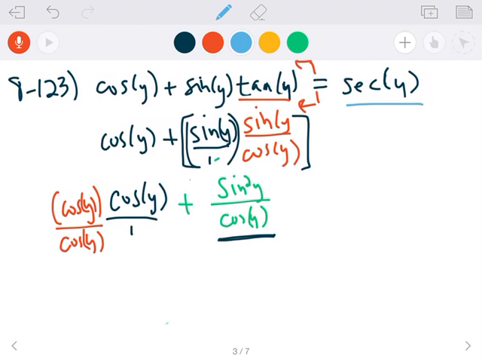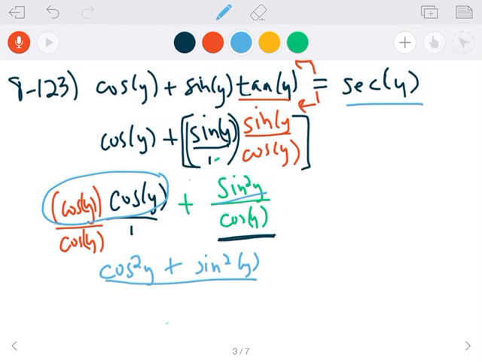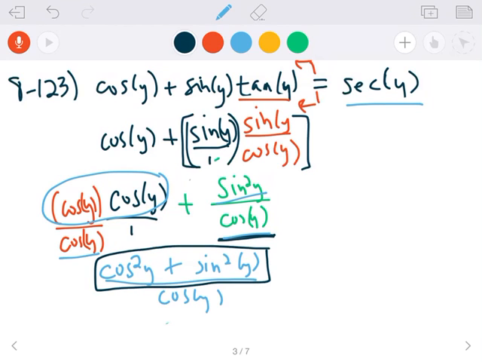Let's do it this color. Cosine squared by multiplying these two together, plus sine squared, all over the common denominator of cosine. Using the Pythagorean identity, we know that sine squared plus cosine squared, or cosine squared plus sine squared, is equal to 1. So we can now rewrite it as 1 over cosine of y.